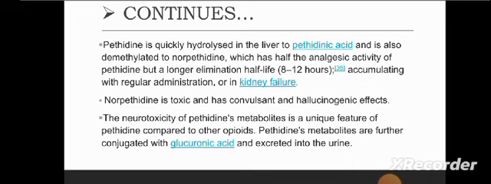The neurotoxicity of pethidine's metabolites is a unique feature of pethidine compared to other opioids. Pethidine's metabolites are further conjugated with glucuronic acid and excreted into the urine. Here you can see the metabolism of pethidine. This cycle shows pethidine, norpethidine, pethidinic acid, and norpethidinic acid and their excretion via kidneys.